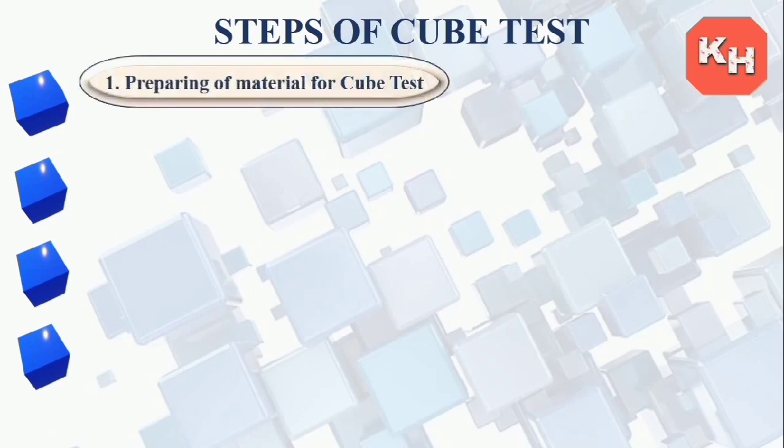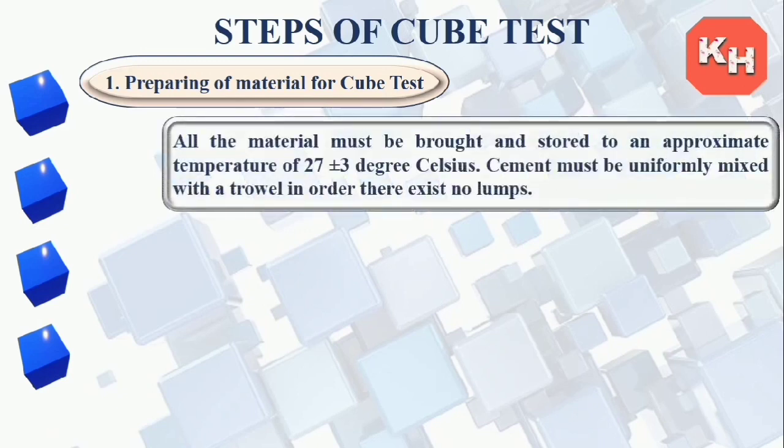Now we see the steps of the cube test. First is preparing the material for the cube test. All the materials must be brought and stored at an approximate temperature of 27 plus or minus 3 degrees Celsius. Cement must be uniformly mixed with a trowel so that there are no lumps.